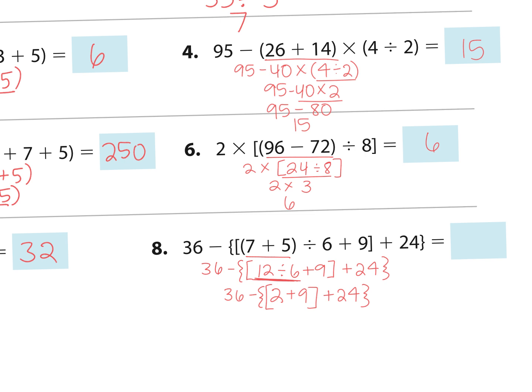This is my new problem. I don't have to look at anything above it. This is my new problem now. What do I do now? Riker, what would I do in this problem? What do I do first?